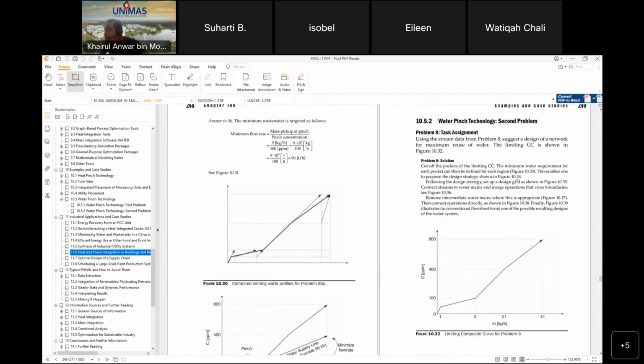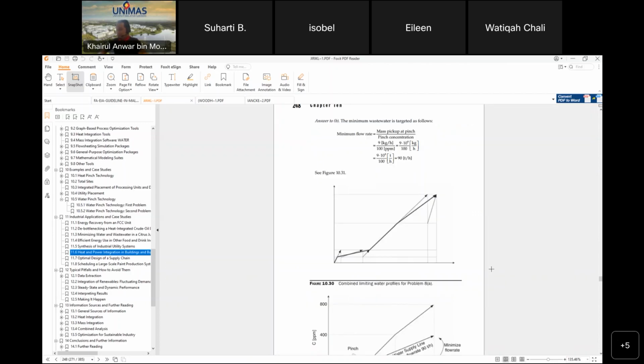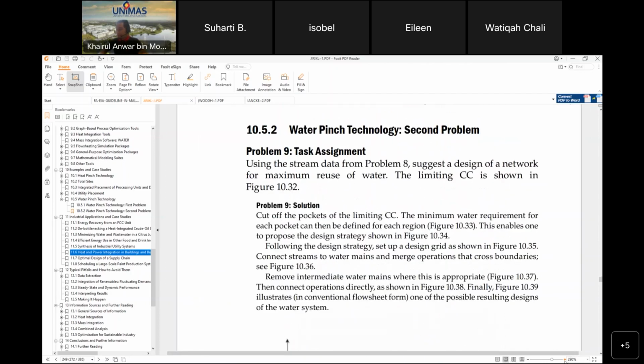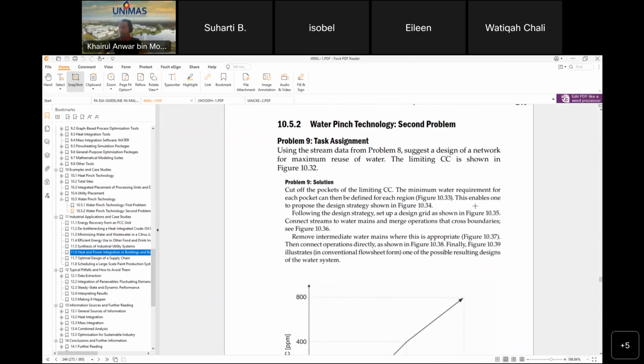And for the water pinch technology, the second problem, using the stream data from problem 8, you can refer to the slide. Suggest a design of a network for maximum reuse of water. The limiting CC is shown in figure 10.32.